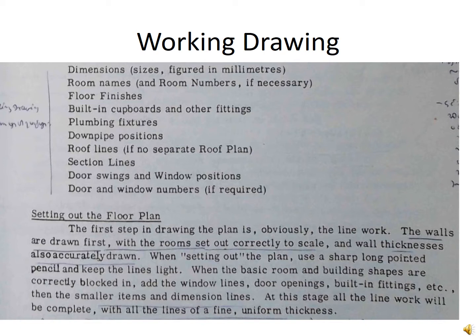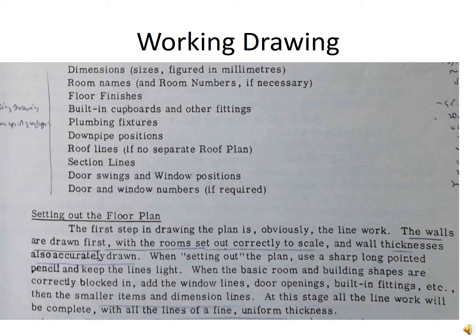Firstly, you have to set out the floor plan. The first step in drawing the plan is the line work. The walls are drawn first, with the rooms set out according to the scale, and the wall thickness is also accurately drawn. For the first setting out of the plan, use a sharp, round-pointed pencil and keep the lines light. Then the basic building shapes, the window and door openings, and building fittings have to be expressed. Then the smaller items and dimension lines have to be inserted. At this stage, all line work will be complete, with all the lines fine and of uniform thickness. So this is the important aspect of the floor plan.